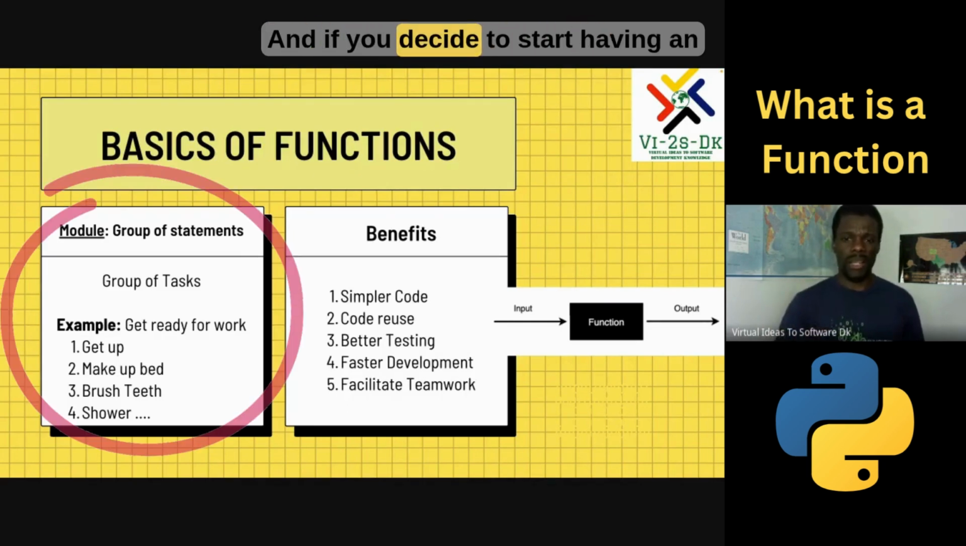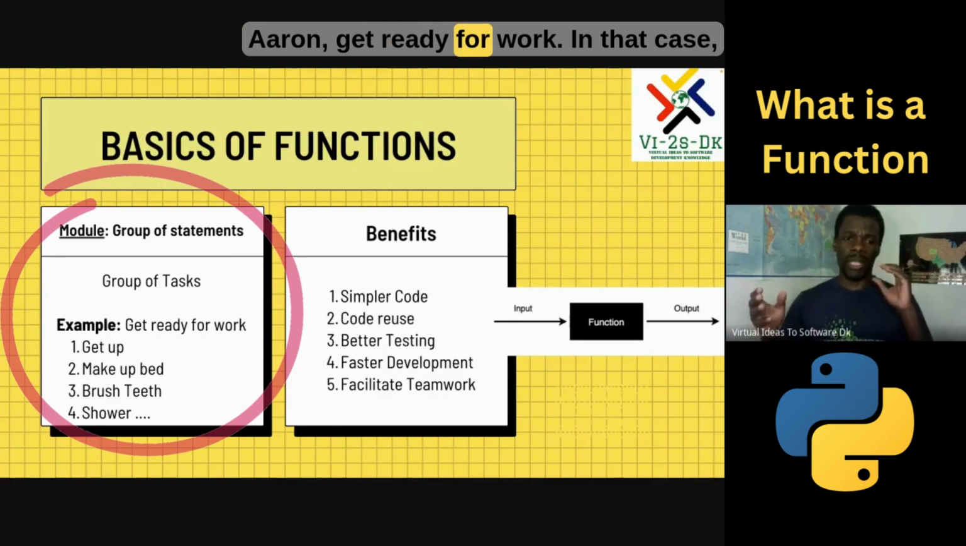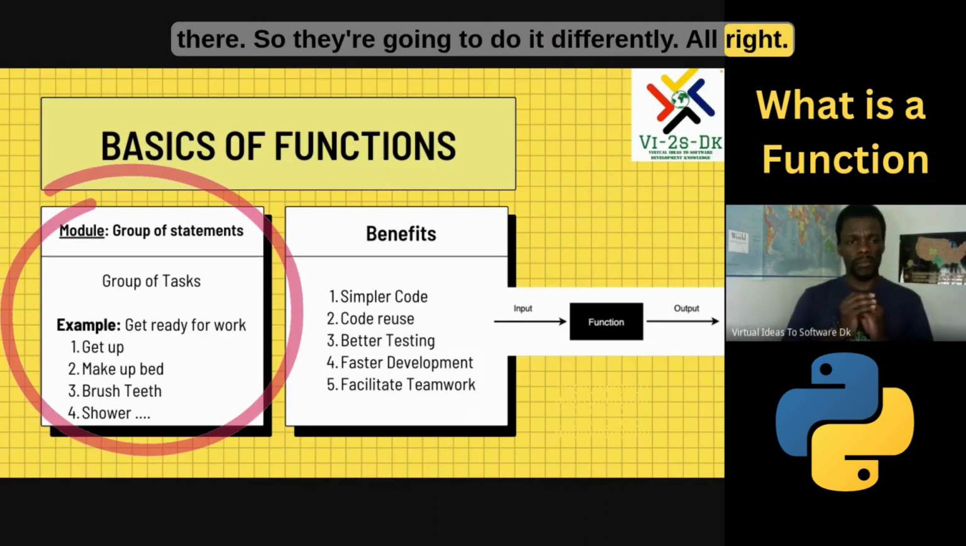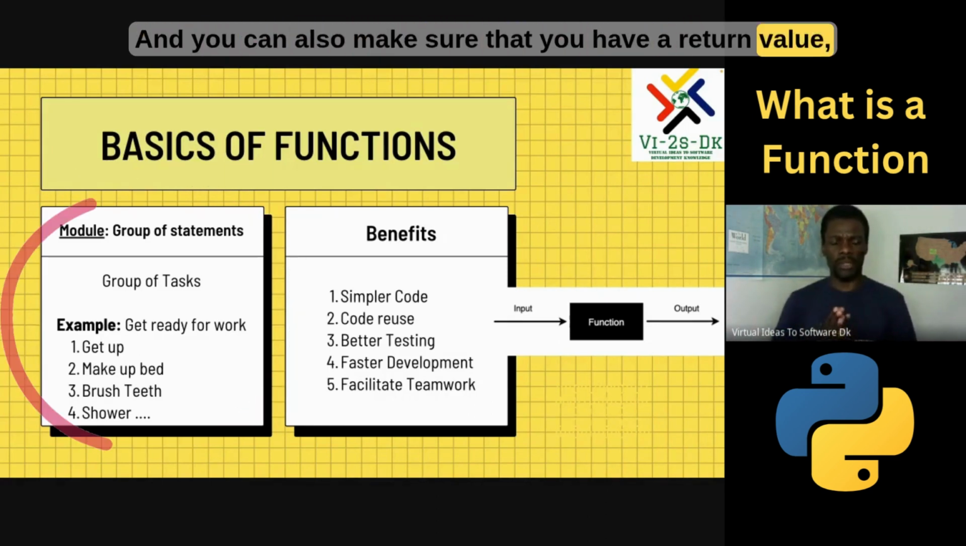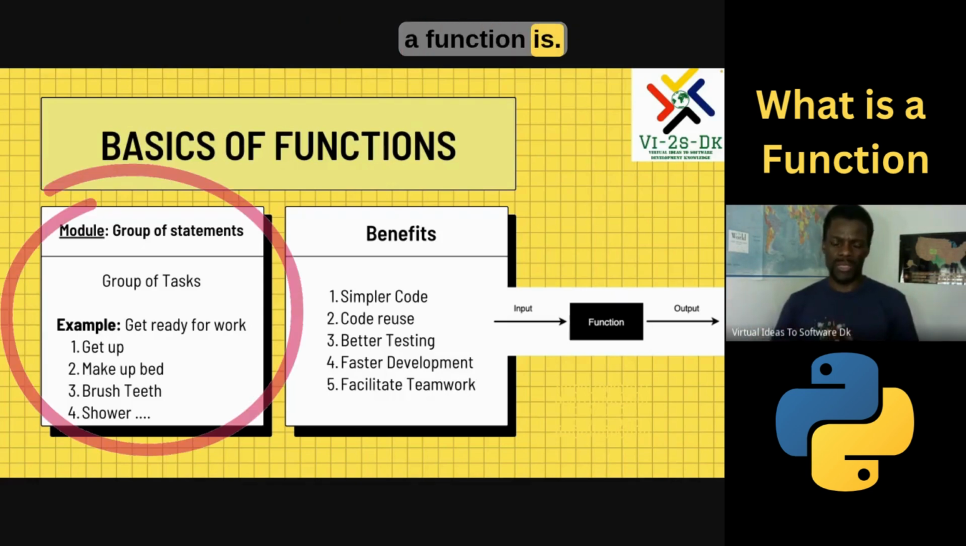And if you decide to start having an input in there, you can decide to be more specific and say, Adolf, get ready for work. Aaron, get ready for work. In that case, you're passing in Adolf and Aaron in there, so they're going to do it differently. And you can also make sure that you have a return value, which we'll talk about shortly. So that's the big picture of what a function is. Does that make sense to everybody?